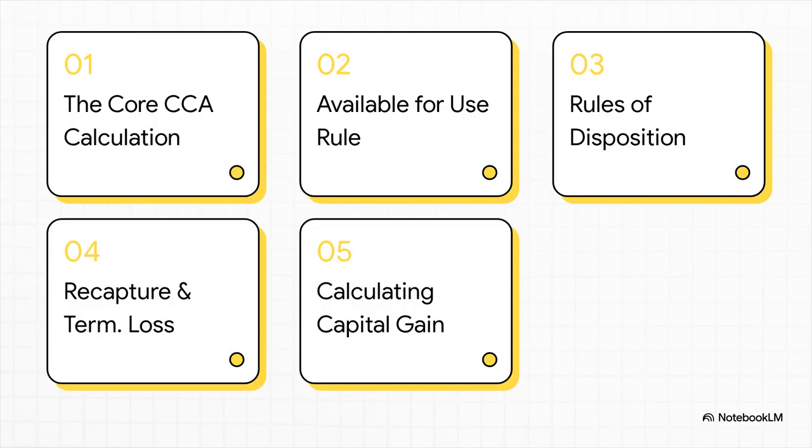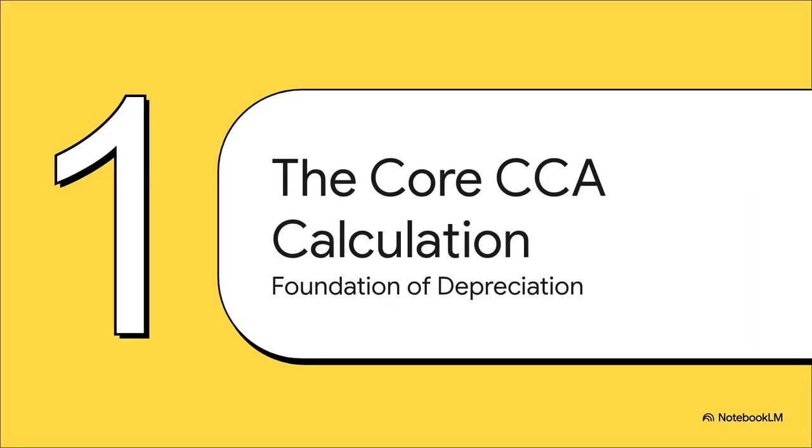So, here's our roadmap. We're going to follow the entire life cycle of a business asset. First, we'll nail down the core calculation, the engine of the whole system. Then, we'll get into the timing, specifically when you can actually start claiming these deductions. After that, we'll look at what happens when you sell or dispose of an asset, which can lead to 3 different outcomes, something called recapture, a terminal loss, or even a capital gain. All right, let's jump right in.